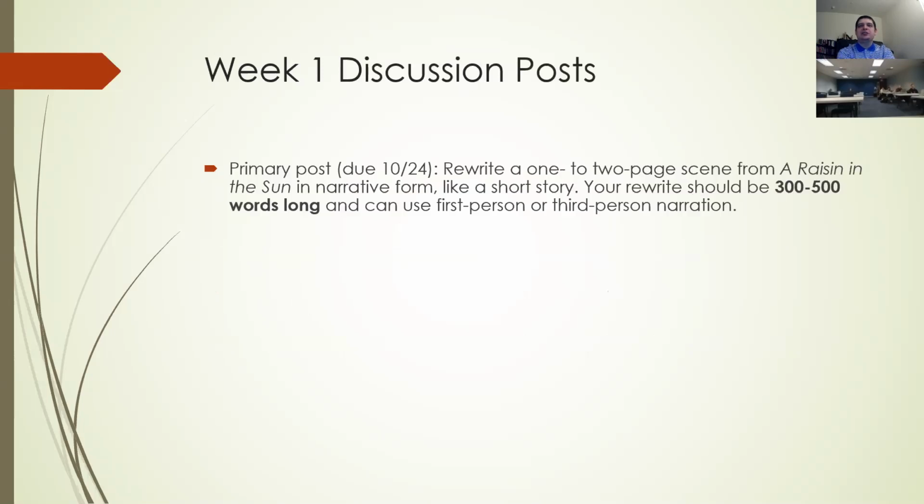Your discussion post starts with a creative exercise. So obviously you need to read Raisin in the Sun first, because you're going to be picking a 1 to 2 page scene, from anywhere in the play, and rewriting it like a short story. So in kind of standard narrative form. You're going to aim for 300 to 500 words for that narration, and you can use first person or third person.